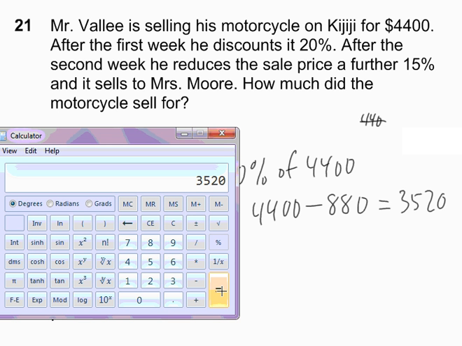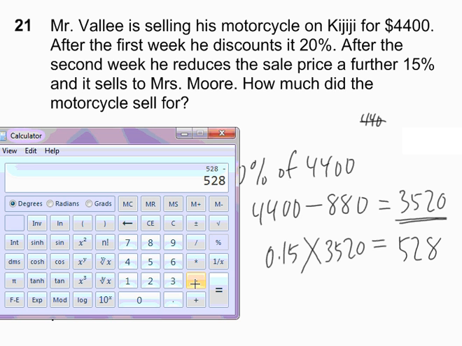So after that second week, he says, listen, I'm going to take this price, I'm going to reduce that price 15 more percent. So 15% off of the 35.20 is going to be a further discount of $528 more. So you subtract that from the 35.20 and you get $2,992, and that's the price the motorcycle will sell for.